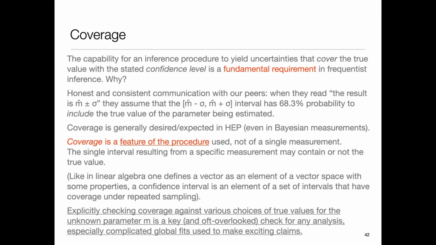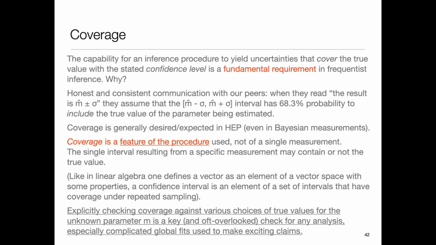So when our colleagues read that our result is m hat plus or minus sigma, in their mind, they assume that this interval, m hat minus sigma to m hat plus sigma, has 68.3% probability to include the true value of the parameter being estimated. So we better ensure that this is the case, because if it's not, we are misleading our colleagues, we are misleading the community. We are selling a result that seems to have a better precision than it actually has.